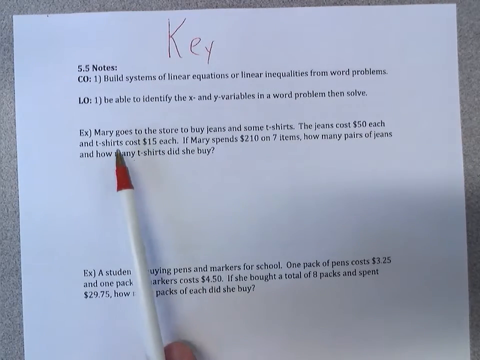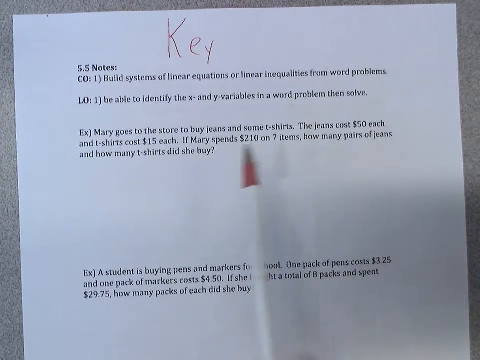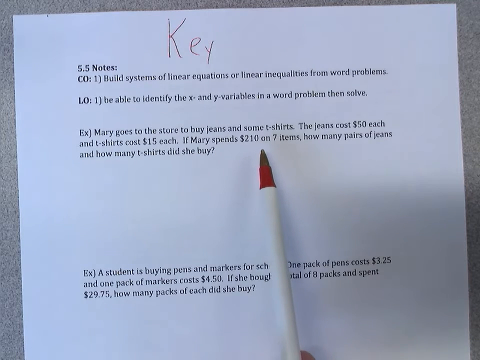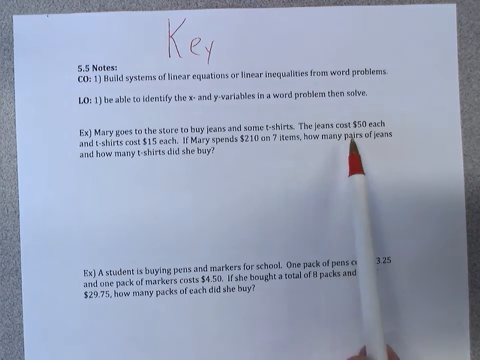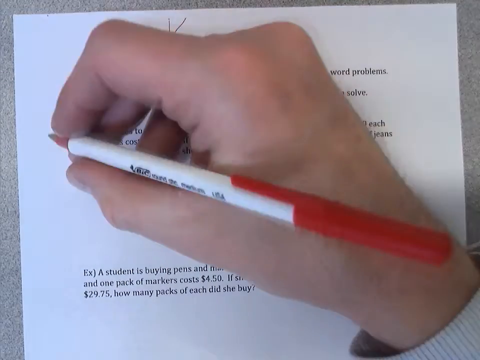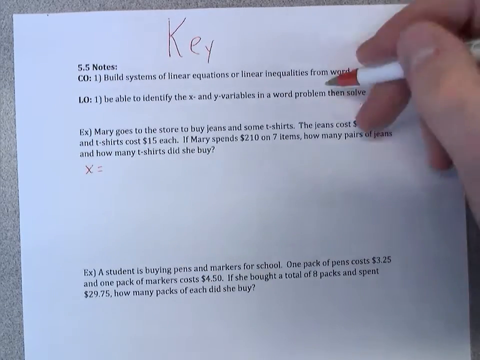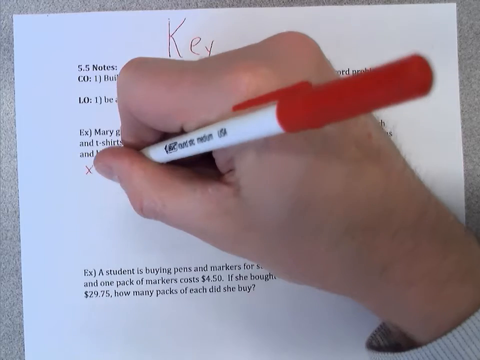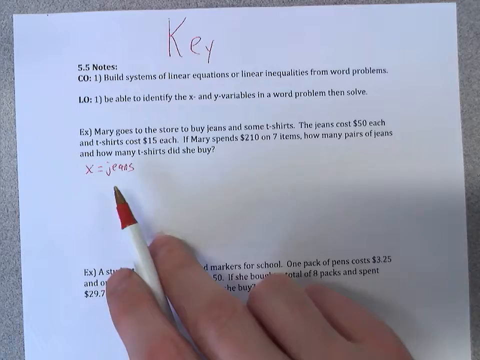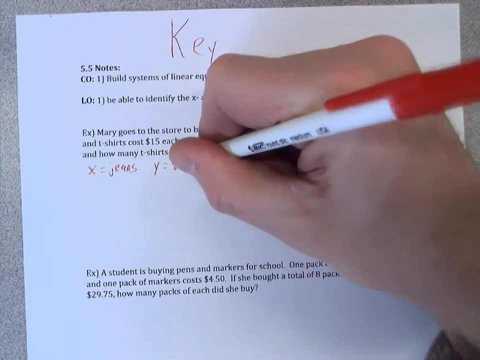So first it says, Mary goes to the store to buy jeans and some t-shirts. The jeans cost $50 each, and t-shirts cost $15 each. If Mary spends $210 on 7 items, how many pairs of jeans and how many t-shirts did she buy? So first, let's talk about what each of these things represent in terms of x and y. In this problem, we're going to call x jeans. And we don't mean the cost of jeans, we mean the number of jeans. And therefore y should equal t-shirts.